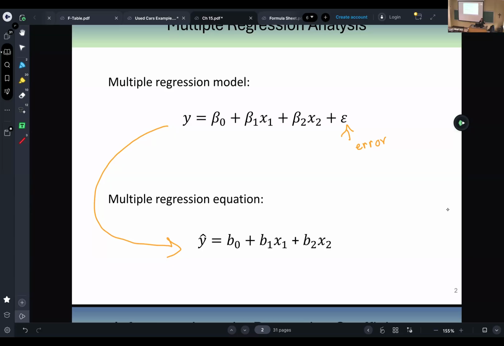So we don't have a best line. Does anyone know what we have instead of a line? If you have two x's and a y, it's not just a line. It's not just two dimensions, right? It's not just x and y anymore. It's going to be x1 and x2 and y. So instead of a line, what do we have? Yeah, a plane, exactly. A plane.